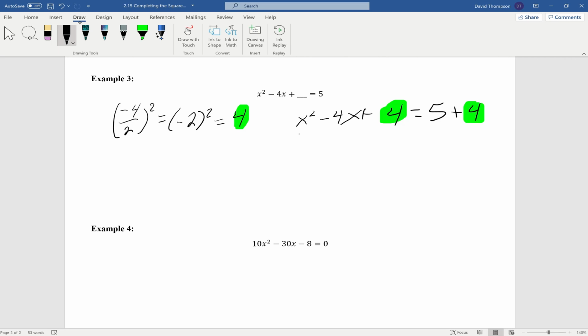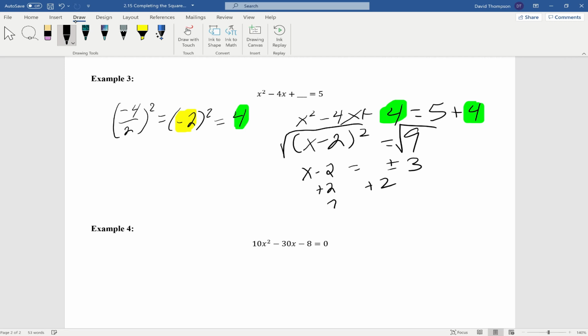So next step is factor. That's where we're going to use this middle piece. So we have x minus 2 squared equals 9. Now to solve, we're going to take the square root of both sides. So we have x minus 2 equals plus and minus root 9, which is technically 3. So now we're just going to add 2 to both sides. So we have x equals 2 plus and minus 3.